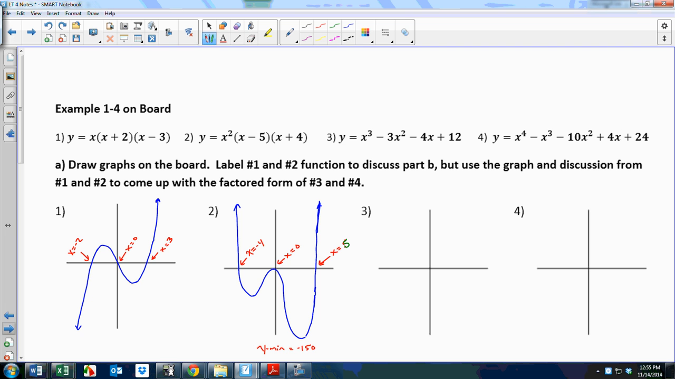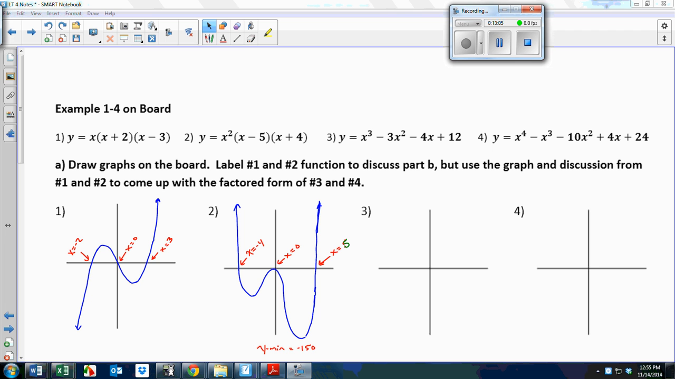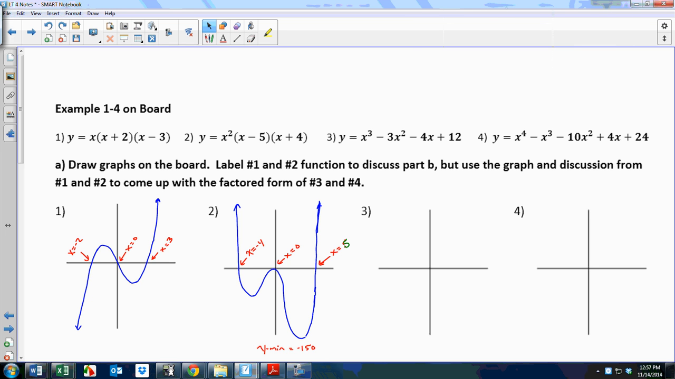All right, I'll pause the video while you copy down the first two graphs that I've already done for you. And we're going to talk about how what we just talked about can help you factor. Okay, and we're back. All right, what I wanted to focus on here was number one, the graph of y equals x times x plus 2 times x minus 3 is this picture.